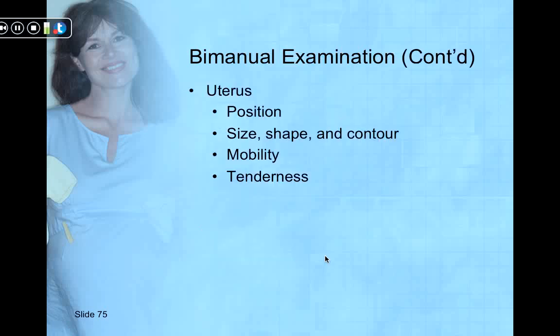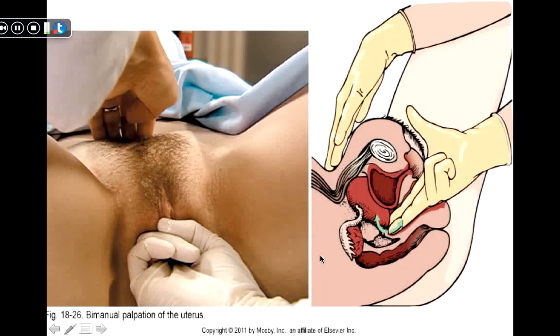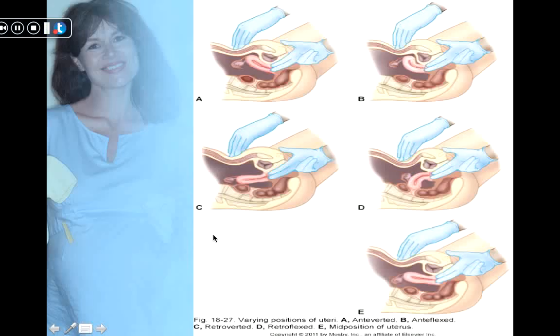The bimanual exam: feel the cervix, the size, the length, the shape, position, consistency, movement, any nodules, is it hard, is it tender. Uterus, pretty much the same thing, the size and position, mobility, and any tenderness they experience. And this shows the placement of the hands beautifully on the bimanual examination. You can see how with this hand right here that they're depressing the structures down so they can be felt easier by the examiner.